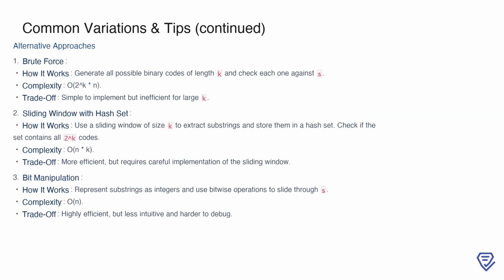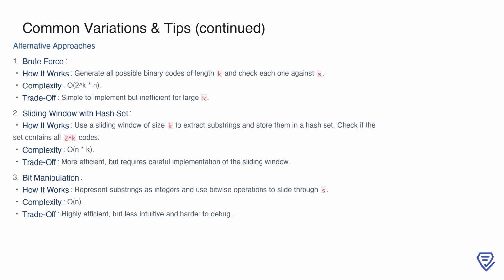There are a few alternative approaches you can explore for this problem. The brute force method is the most straightforward. Here, you generate all possible binary codes of length k and check each one against the string s. However, its complexity is O(2^k * n), making it impractical for large values of k. A more efficient method uses a sliding window combined with a hash set. With this approach, you slide a window of size k across the string, extracting substrings and storing them in a hash set. This method reduces the complexity to O(n * k), but it requires careful implementation to ensure the sliding window operates correctly.